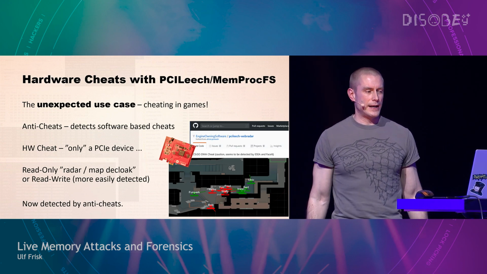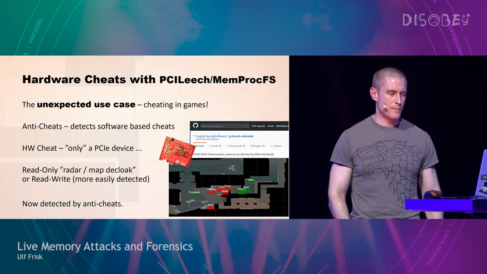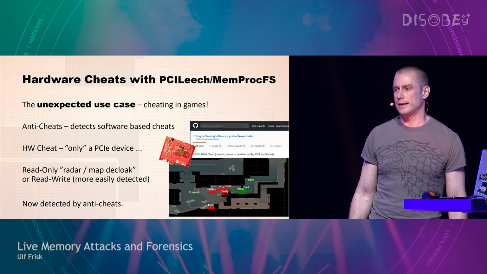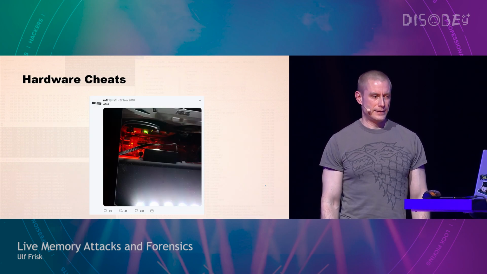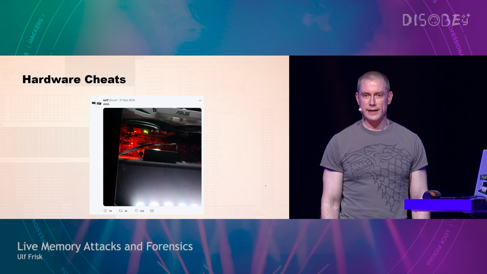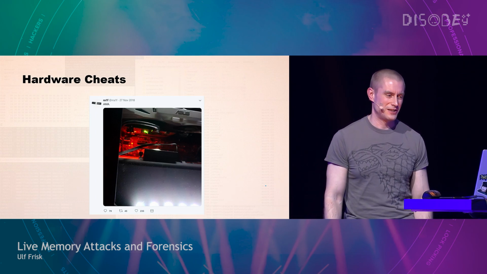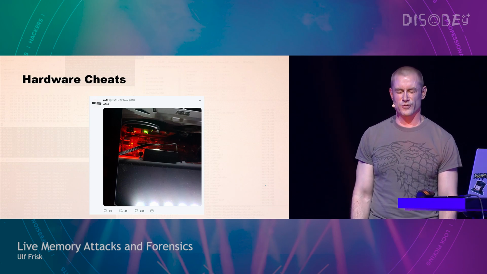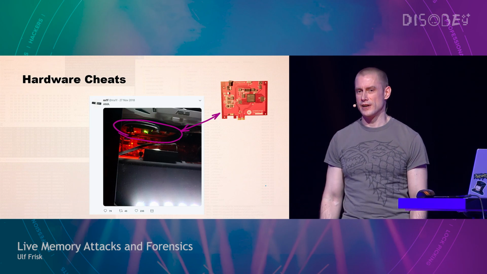You can do things like read-only hacks, like wall hacks, radar map decloak hacks, or if you're doing writing, it might be a little bit more easily detectable. And this is how it looked back in 2018 when it was really popular. It was touted as undetectable cheating within the gaming community for a short while at least. And this is the PCI Express streamer device inserted in a gaming PC.